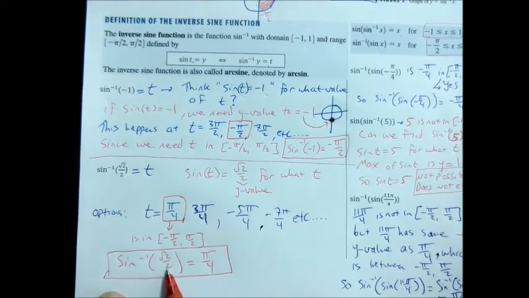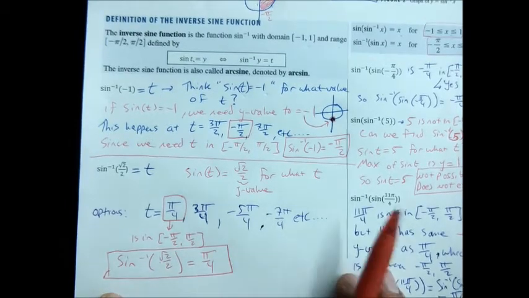Because we're sending it back to where it came from, right? The other way of saying that is when we plug in pi over 4 into sine, we get root 2 over 2. So we're sending it back there.